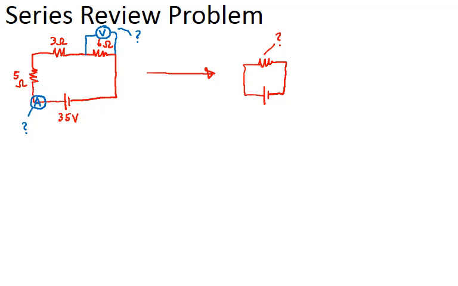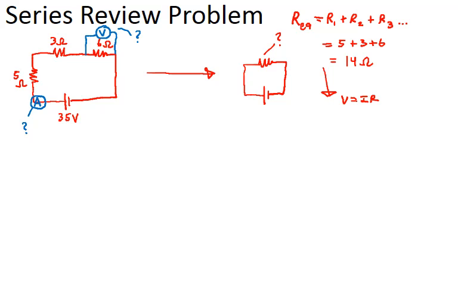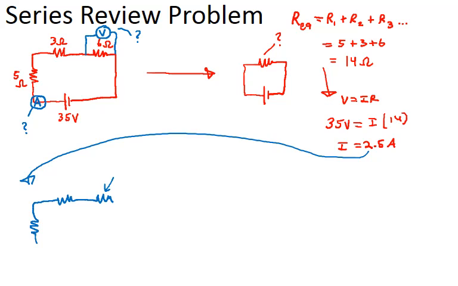Okay, so we can bring them all together, and we've got our resistances there, all added up to 14. Set up Ohm's law, 2.5 amps. And then therefore we know that each of these has the same current because the current's the same in series. And that one will have 15 volts.